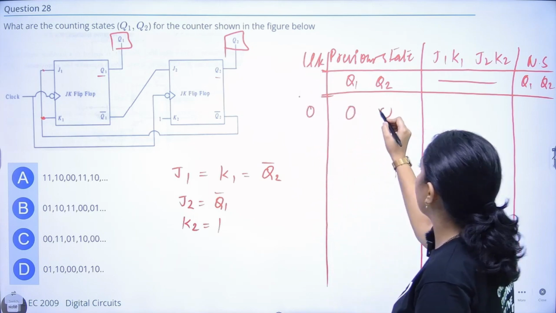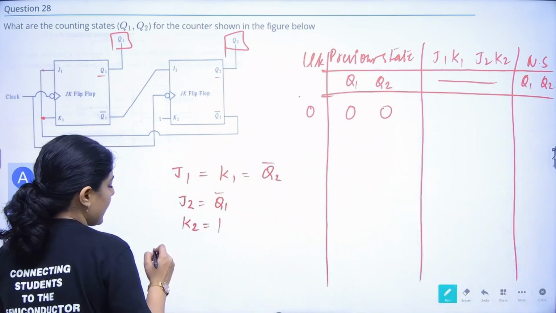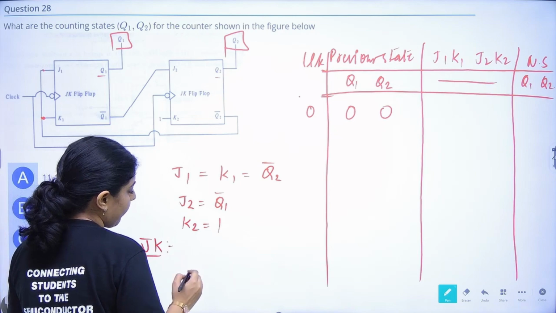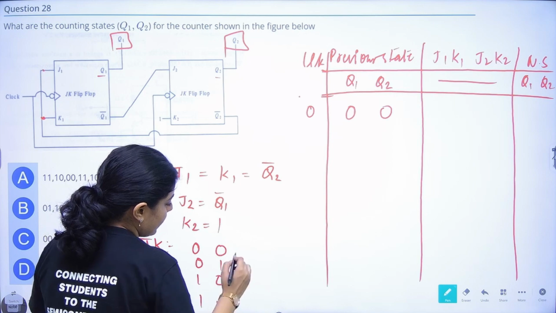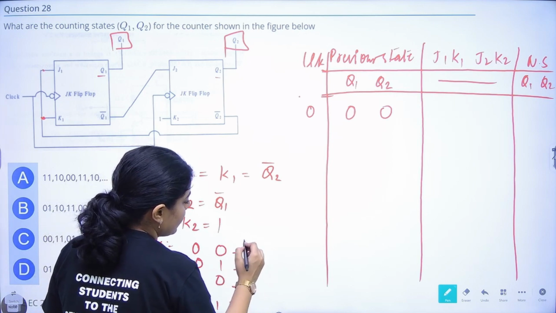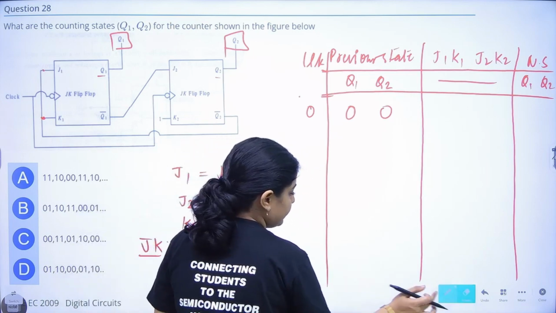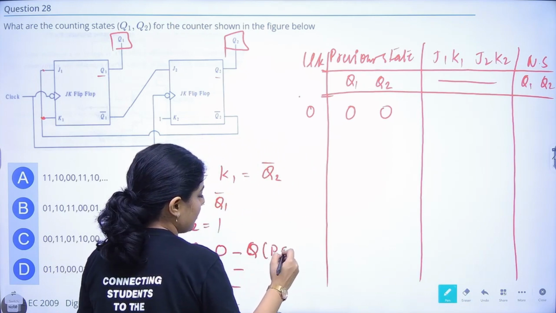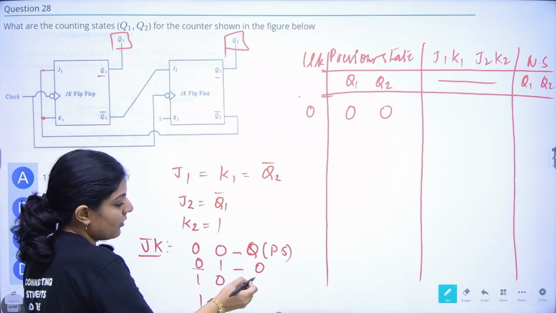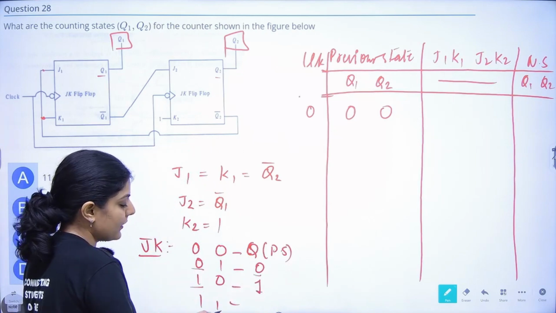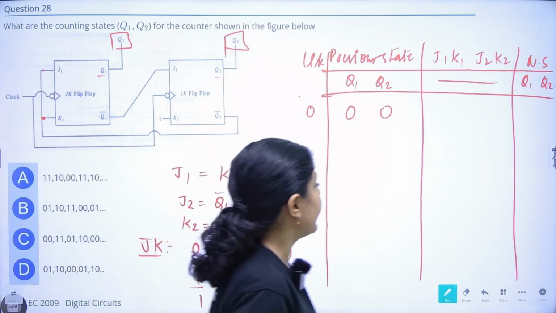So in 0, 0, I am taking the previous states as 0, 0. You know the excitation table for JK. I am drawing it again and again. So the JK excitation table: Q is your previous state, and next is Q next. It's easy to remember: if J is 0 and K is 0, the state is unchanged. If J is 0 and K is 1, it resets to 0. If J is 1 and K is 0, it sets to 1. If both are 1, then it is the toggling state.